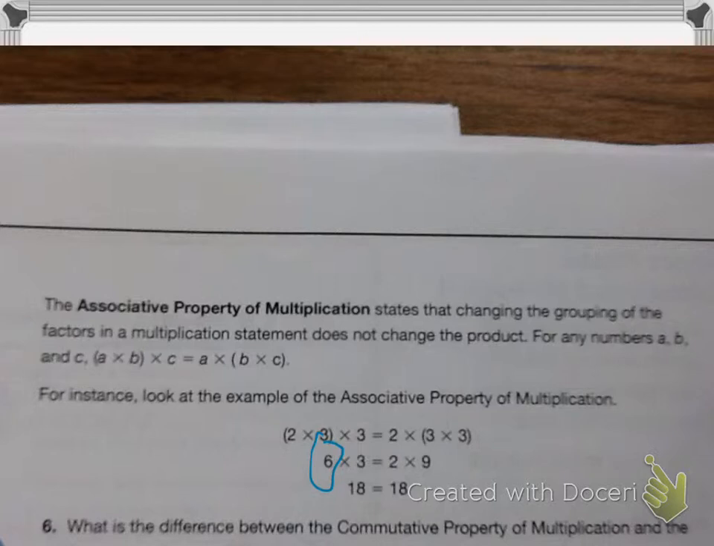On the other side, parentheses tell us to do 3 multiplied by 3 first, and that equals 9. If you can get past my covering up the 9 there. So 2 multiplied by 9 would then equal 18. So the products are the same even though the grouping was different.